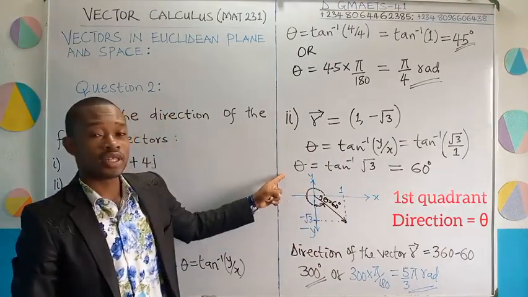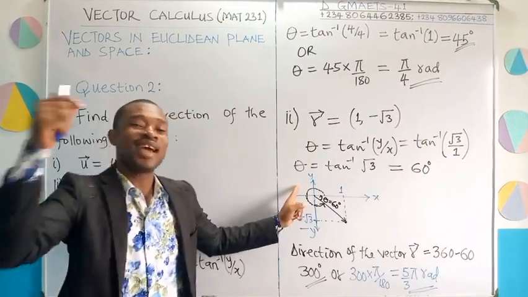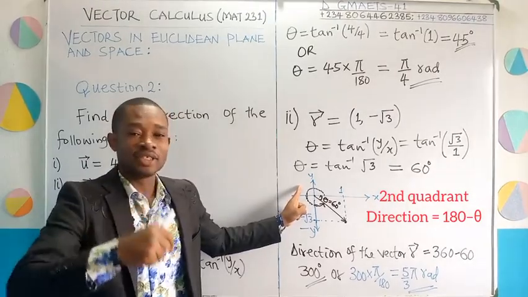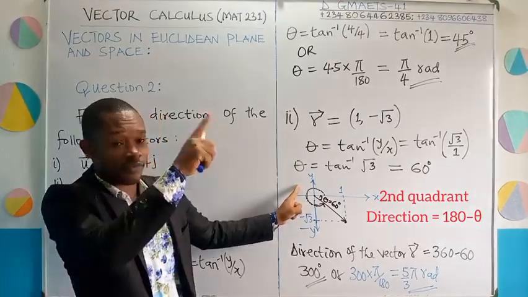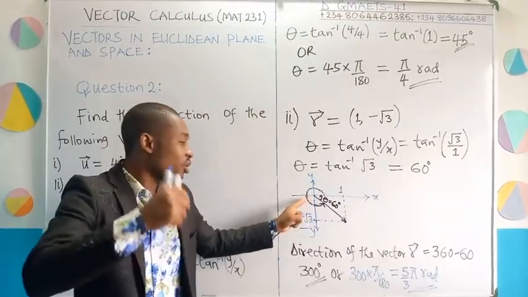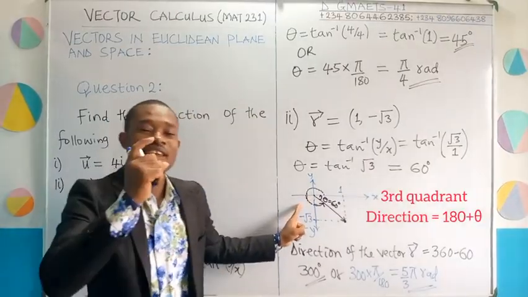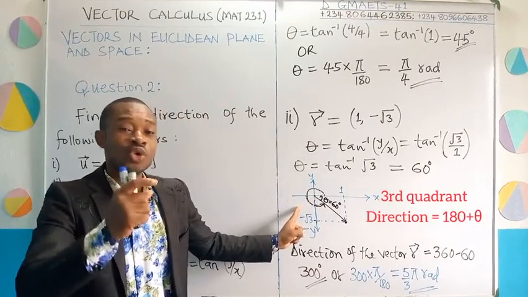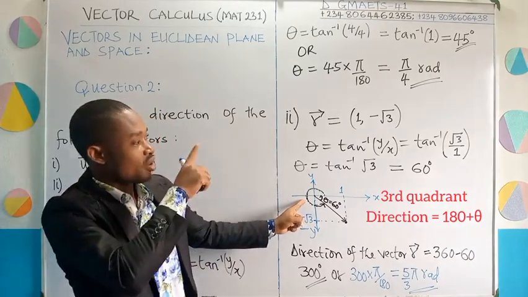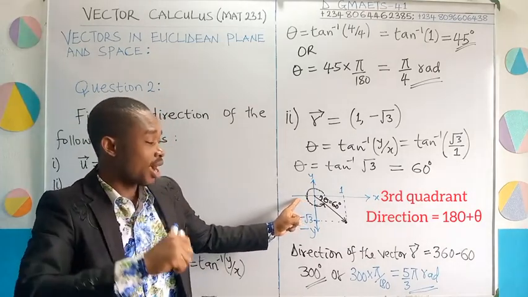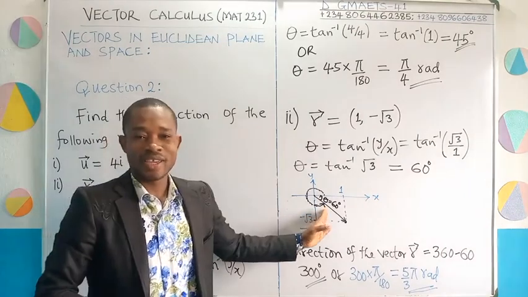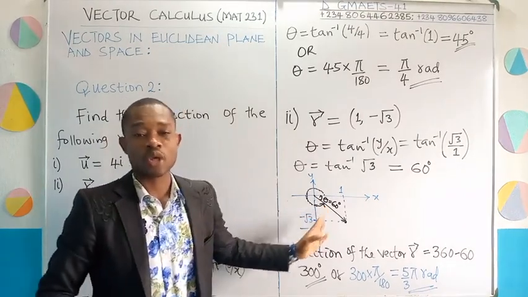In this second quadrant, any theta you calculate, to get the real direction you take 180 minus the angle, the theta that you calculated using tan inverse of y over x. And then in the third quadrant, any angle you calculate for a vector in the third quadrant, to get the actual direction of the vector, you will do 180 plus that angle theta that you calculated using tan inverse of y over x. And of course, we have handled that in the fourth quadrant.